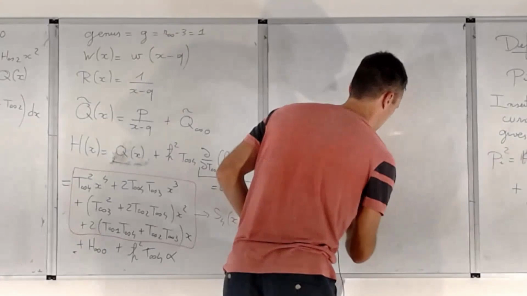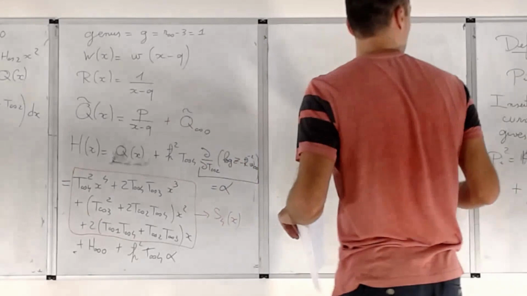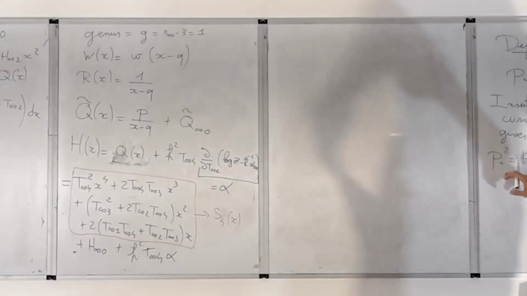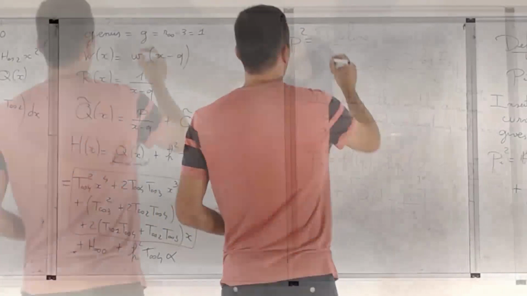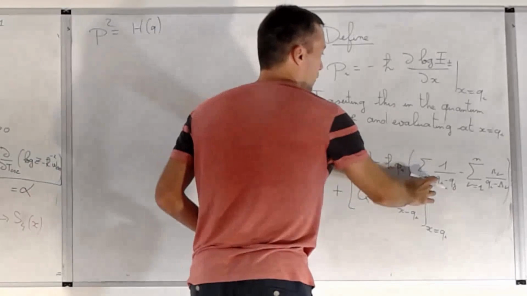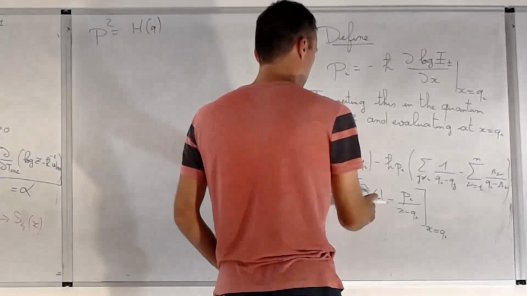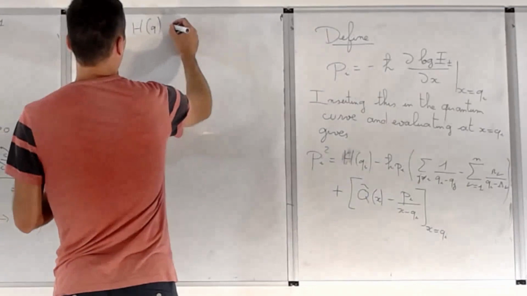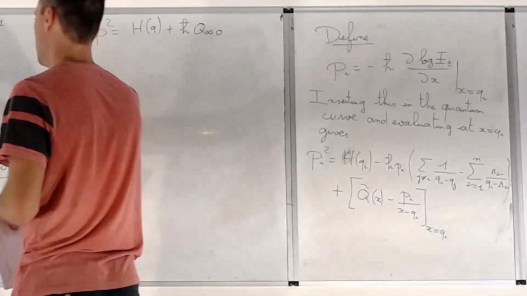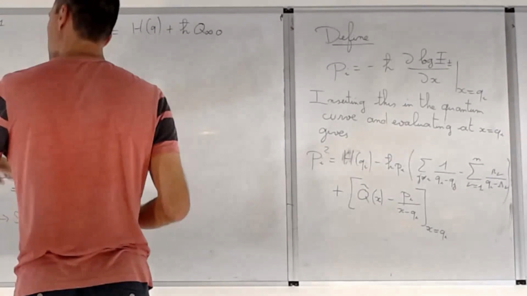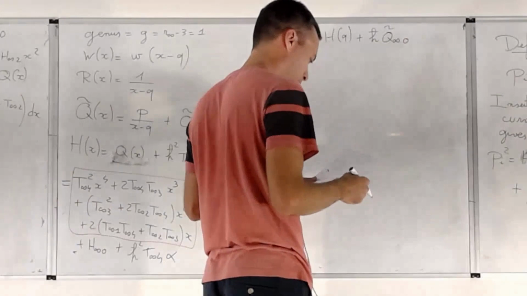So first, I should write down this expression. Remember that we have p squared should be equal to h of q. So here, the sum over j different from i is empty because we only have one q. There's nothing here. This is empty too. So you only get this. And this is plus h bar q infinity 0, which is this one. So what's left here is just this, tilde.